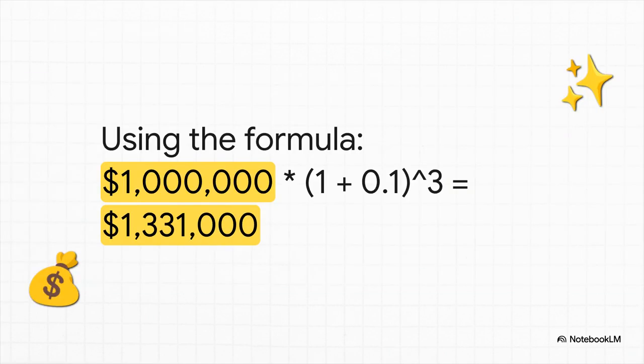And what do you get? After 3 years, you don't just have $1.3 million. I mean, that would be simple interest. Nope. You have $1,331,000. That extra 31 grand, that's it. That's the magic. That's the interest that you earned on your interest.